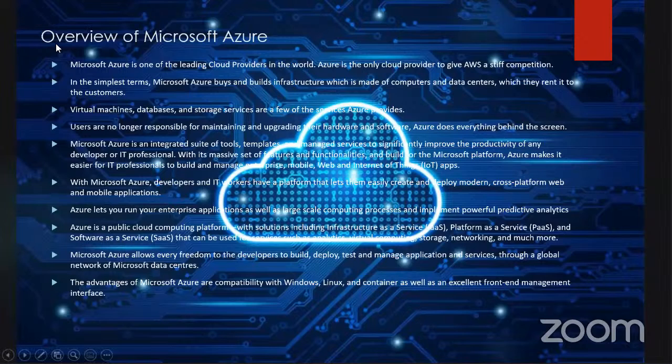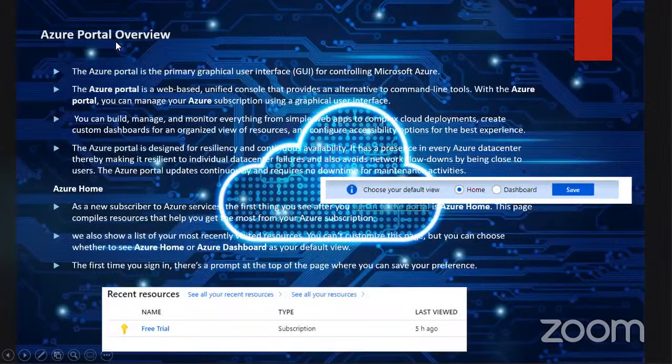When I say overview of Microsoft Azure, it came around 2010 as Windows Azure. Later they changed the name, and in 2014 it became Microsoft Azure. Earlier it was Windows Azure. So it came in 2010. That's the thing you have to remember. Portal overview.